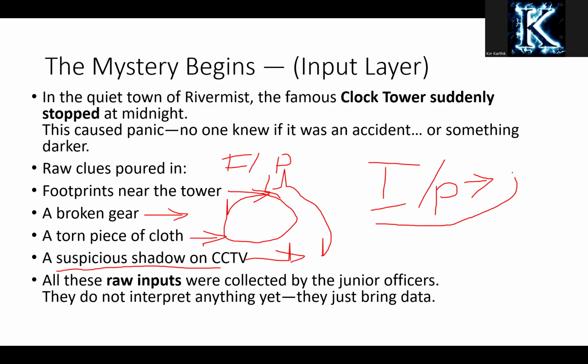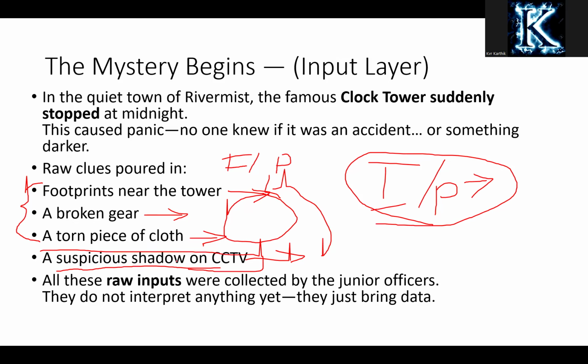So we are going to take all the raw inputs with all three elements. That means all the footprints are to be trained, a broken gear has to be trained, and a piece of cloth has to be trained by identifying a shadow on the CCTV. So all three images are to be taken as inputs in this analogy.